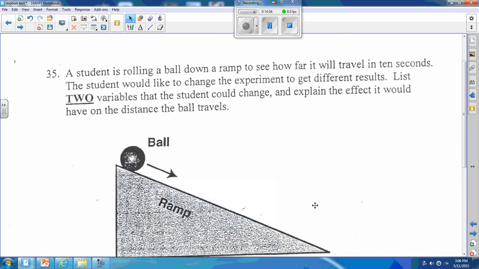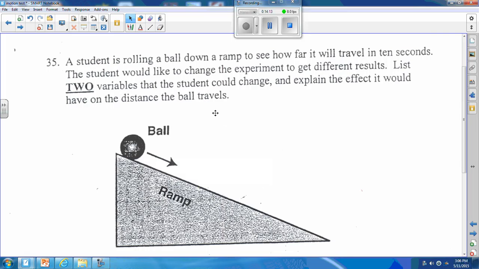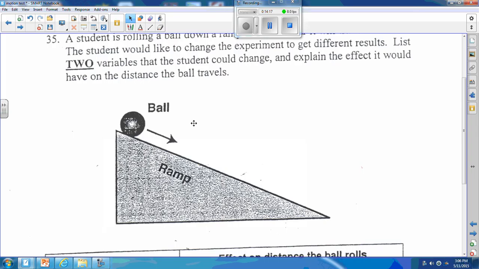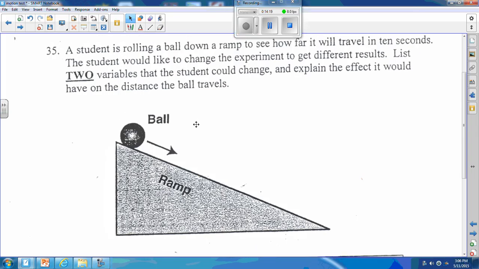All right. A student is rolling a ball down a ramp to see how far it will travel in 10 seconds. The student would like to change the experiment to get different results. List 2 variables the student could change and explain the effect it would have on the distance the ball travels. We ask you to underline keywords for a reason. What do they want to know? The effect it will have on distance.